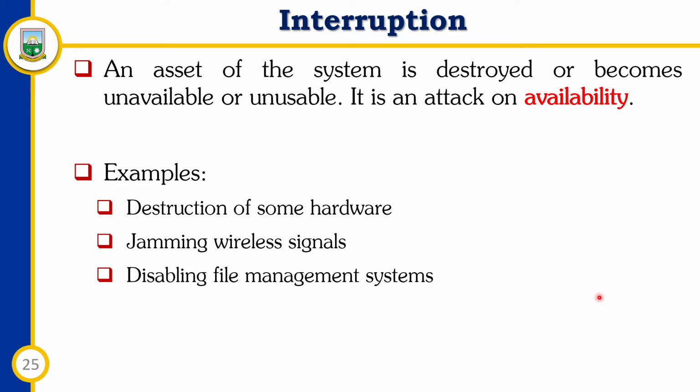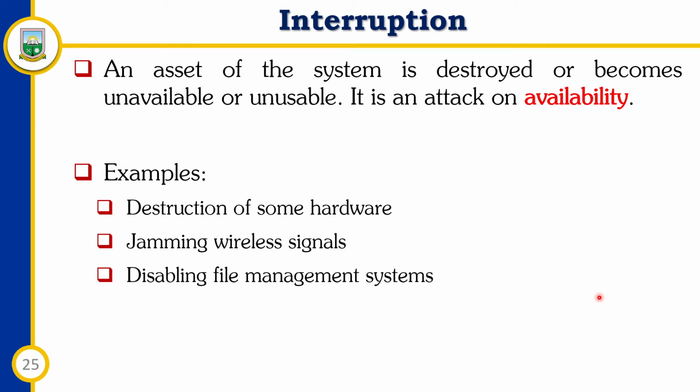So some examples of interruption can also be the destruction of some hardware, the jamming of wireless signals. There are devices that you can use to jam the wireless signals that are available within a specific location. And this would prevent people that want to get access to the network. People will not be able to connect to the network. We have a lot of them available. And also disabling the file management system. These are examples of interruption. And as I said, this type of attack is an availability attack.